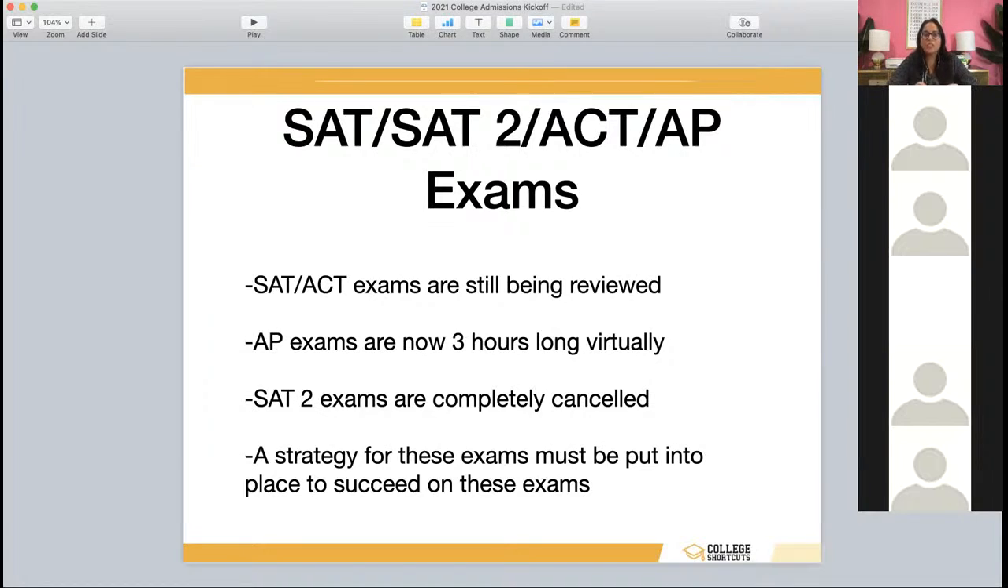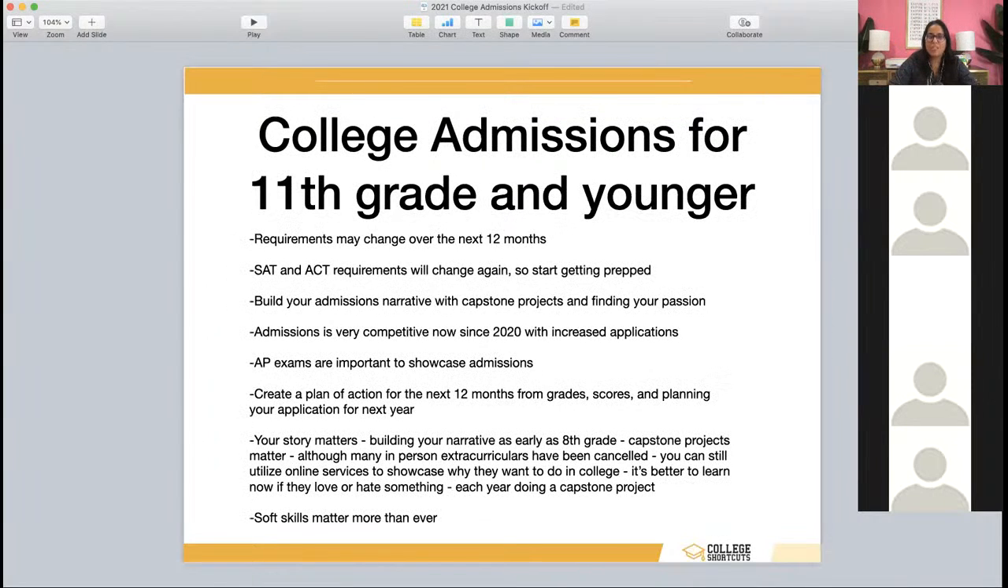And then a strategy must be put into place to succeed on these exams. Please don't think you can just wake up one day and get a 1600. I've never heard of it. It just doesn't normally happen. So you've got to make sure that you practice, you put that time in, set it into your calendar. And for my students that are listening, it's for a short amount of time, and then you're done. You don't have to do it again. So just keep in mind that it is a short amount of time to get it done.